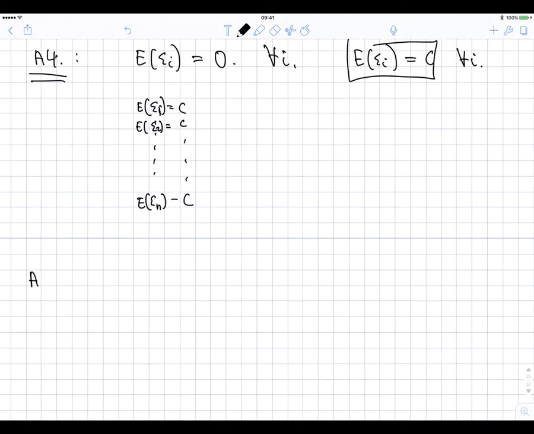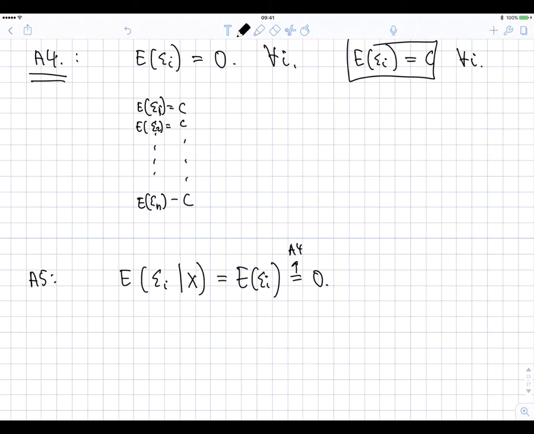A5 tells you that the expected value of epsilon_i conditional on the x's is equal to 0, or is equal to the expected value of epsilon_i, which by assumption 4 is also equal to 0. This is telling you that the mean of the epsilon is unaffected by your knowledge of the x's. So on average, the epsilons are still going to be around your population mean even when you know what the x's are.